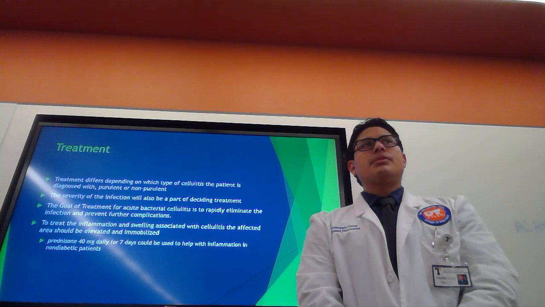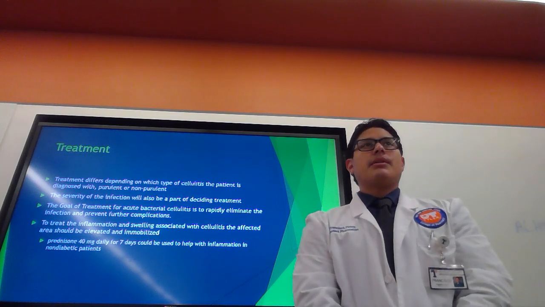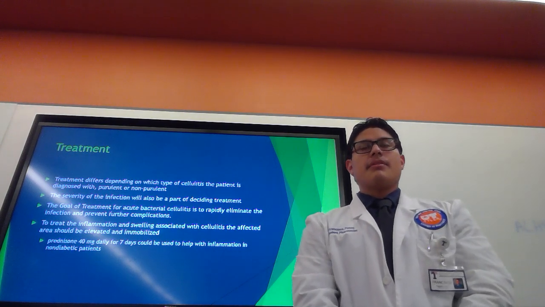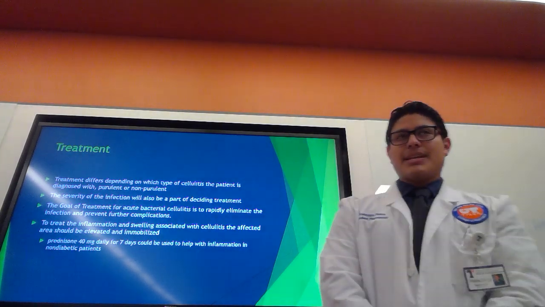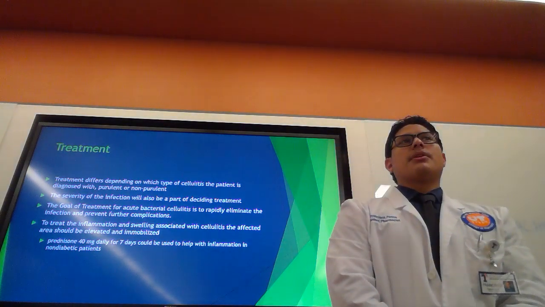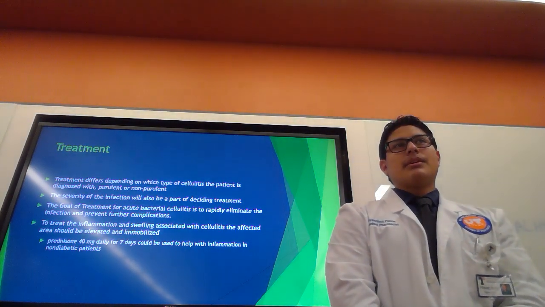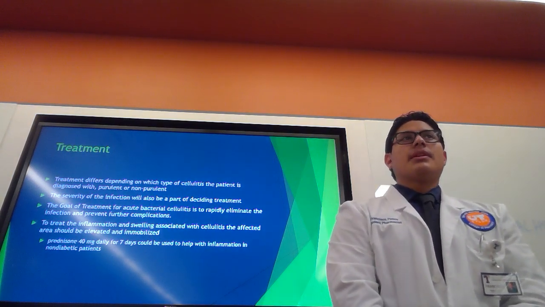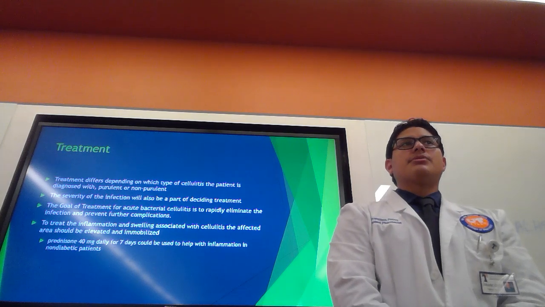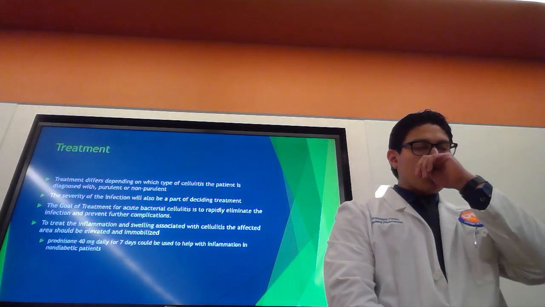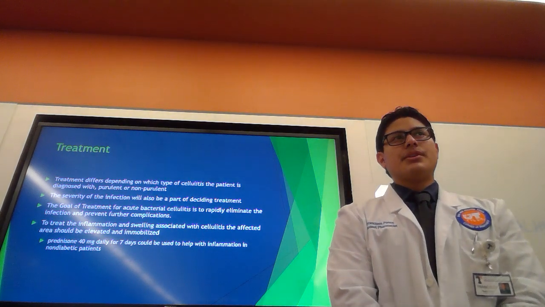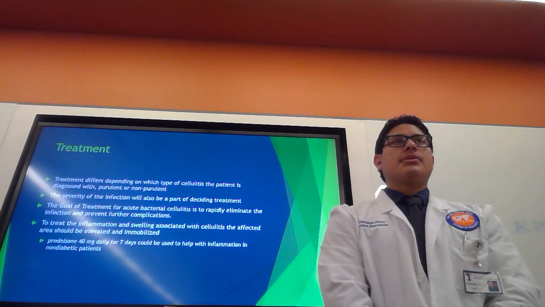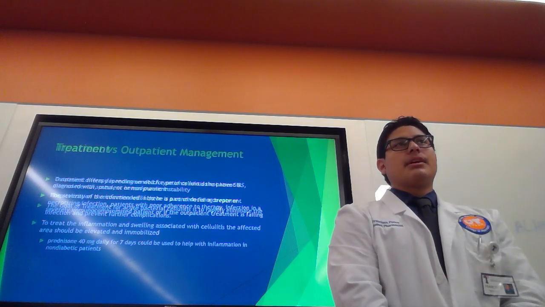All right, so treatment usually differs depending on which cellulitis the patient is diagnosed with, either purulent or non-purulent, and the severity of the infection is also taken into account when deciding treatment. The goal of treatment for acute bacterial cellulitis is to rapidly eliminate the infection and prevent further complications. To treat the inflammation and swelling associated with cellulitis, the affected area should be elevated and immobilized. Also, if you need additional help with the inflammation, prednisone 40 milligrams daily for 7 days could be used in patients that are not diabetic.